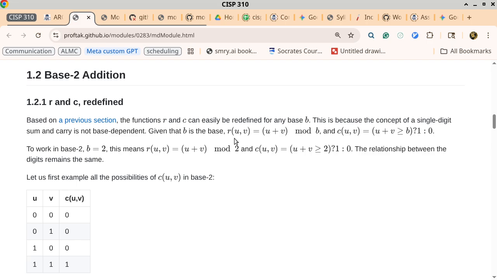So 5 plus 7 has a single digit sum of 2. 6 plus 8 has a single digit sum of 4. 8 plus 8 has a single digit sum of 6. We know it now because we have memorized, but there are many, many cases, right? So let's take a look at base 2 and see what we are going to look at.